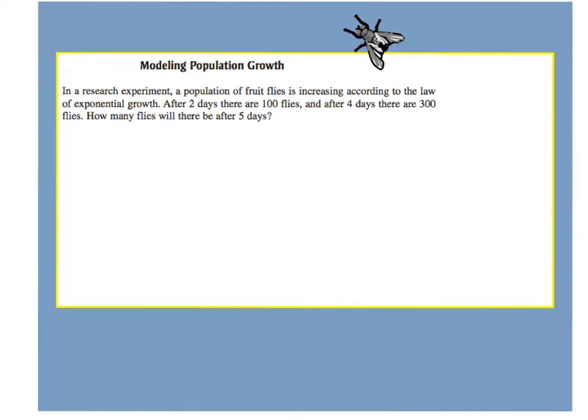All right. Other reader, highlighter number 2, go. In a research experiment, a population of flies is increasing according to the law of exponential growth. After 2 days there are 100 flies, after 4 days there are... All right, let's hold up. If it's according to the law of exponential growth, what's the equation? Y equals C e to the kt. All right, let's keep going.